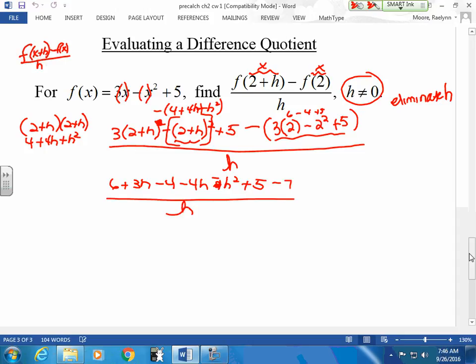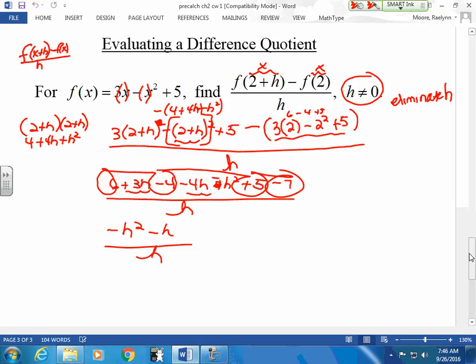Let's collect all your like terms and put them in descending order. We're almost there. I got a negative h squared. I got a 3h and a negative 4h. What does that give me? Negative h. We have a 6 minus a 4 gives me a 2, plus a 5 gives me a 7, minus a 7, 0.